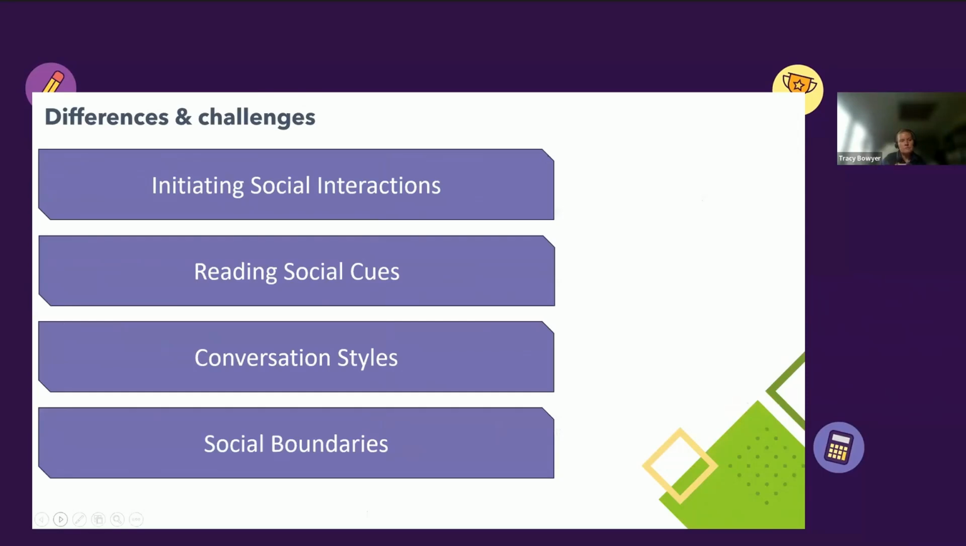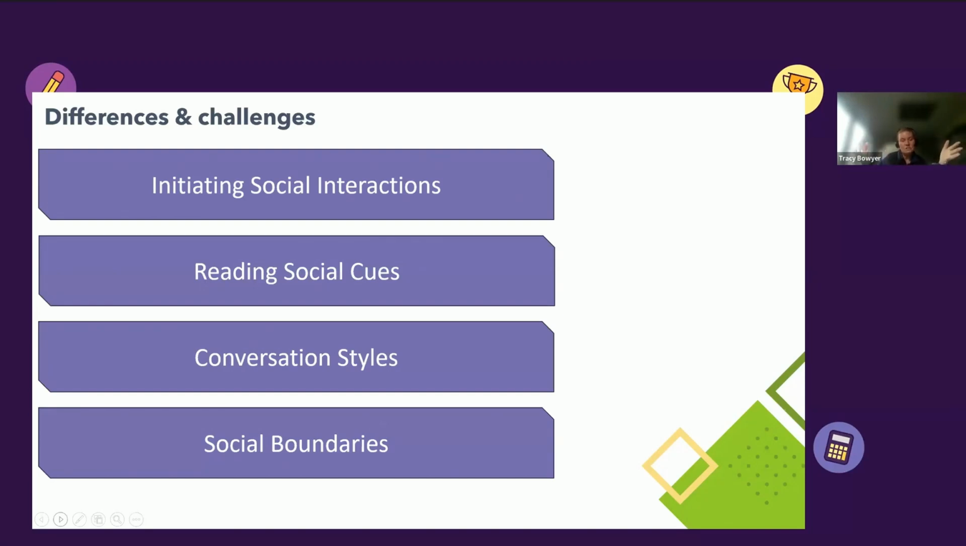Thinking about some of the differences and challenges. Our young people may well approach social situations in ways that differ from our expectations. My son's an adult now, and I know when we were on our journey through his assessment, for us it was discovering how his social interactions and his social skills differed from what I expected, I suppose. And so thinking about what they might look like.